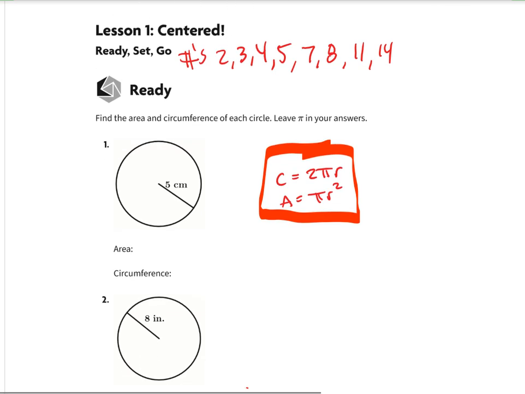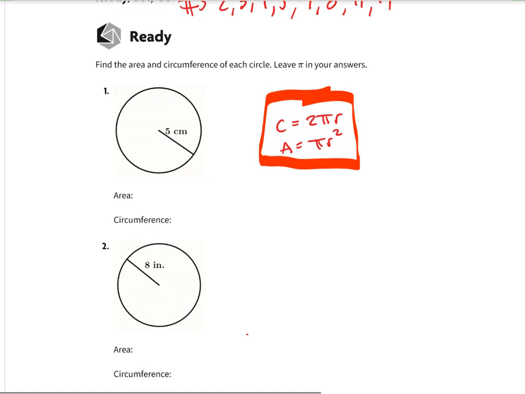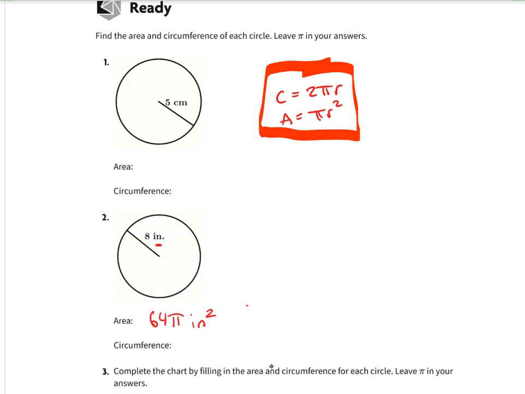So for number 2, I think it's pretty straightforward. So the area is going to be pi times r squared. So 8 squared is 64. So we get 64 pi. And make sure you add the units. It's in square inches here. So if we're dealing with area, it's inches squared. If we're dealing with circumference, it's just inches. So this is 2 times 8, or 16 pi. And now we're dealing in inches.